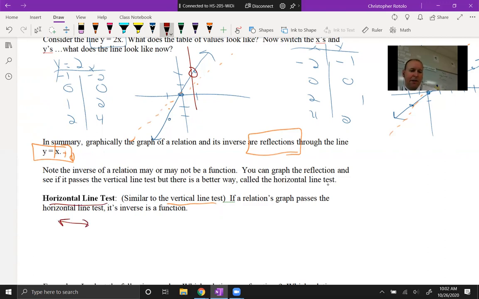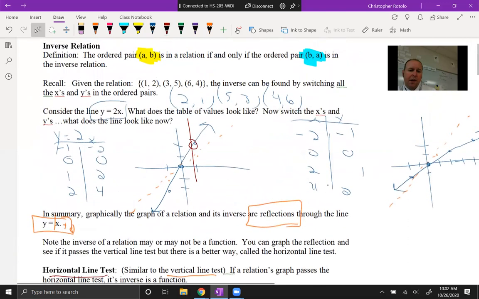Okay, so that means I'm going to go left to right. And it's the same premise. If it hits once and only once, then it's okay. So if I go horizontally like this, and it hits once and only once, then if the question is only about whether the inverse is still a function, I don't have to make the second graph that we did here on the right. All I need to do is the horizontal test. If it hits once and only once, we're good.